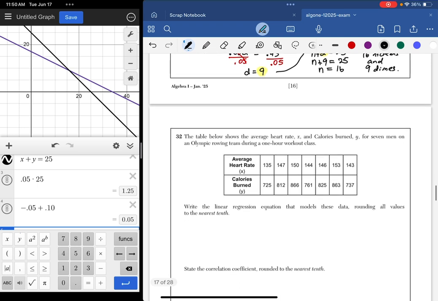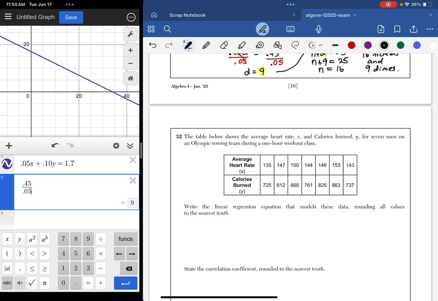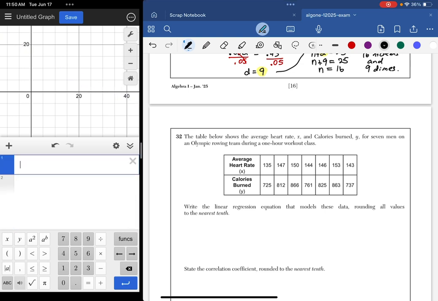Number 32 is asking for a linear regression equation, rounding everything to the nearest tenth. So this is all calculator work. The previous problem, or actually a couple of problems, they got you on the algebra, but now we're going to make up for that by letting the calculator do all the work for us.